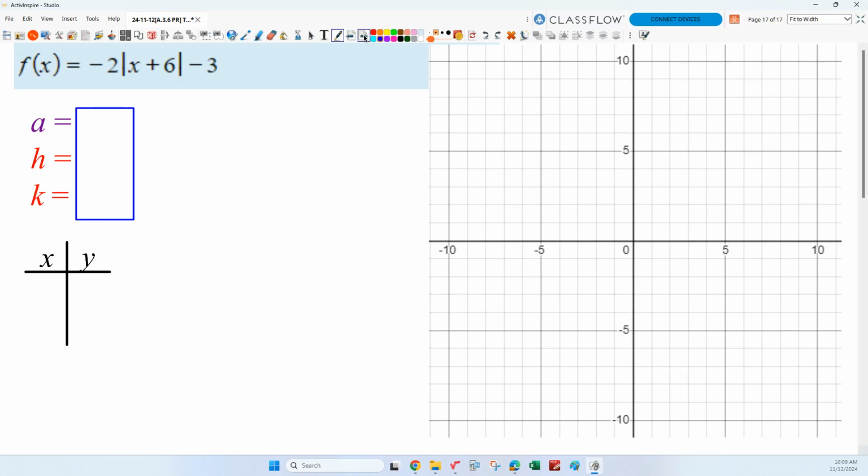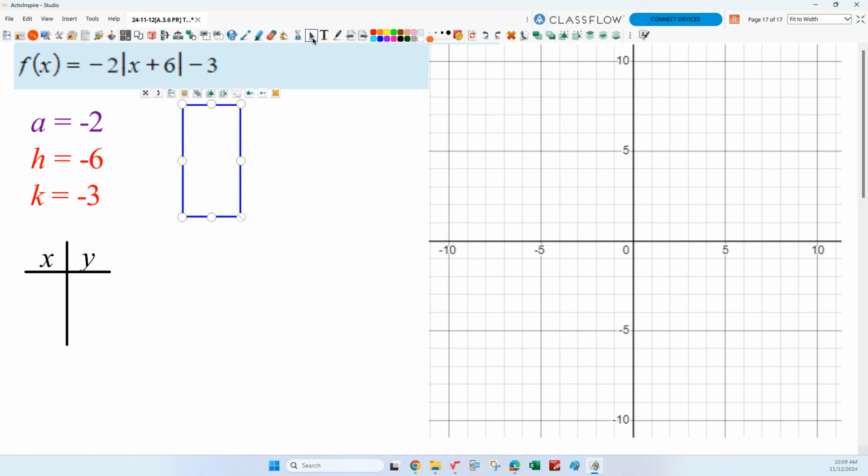How about this one? What's the value of A, everybody? Negative 2. So predict what this is going to do to the V before we even start. The negative is going to make it go down, and what's the 2 going to do? It's going to stretch it. So it's going to be stretched vertically and reflected. That's what we should expect to happen. What's the value of H? Negative 6. What's the value of K?